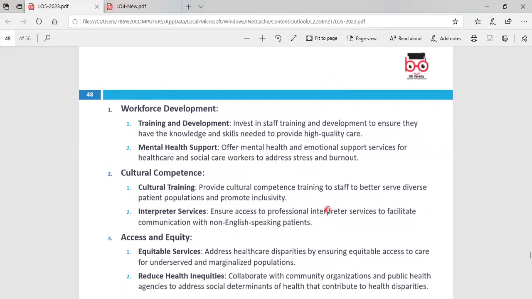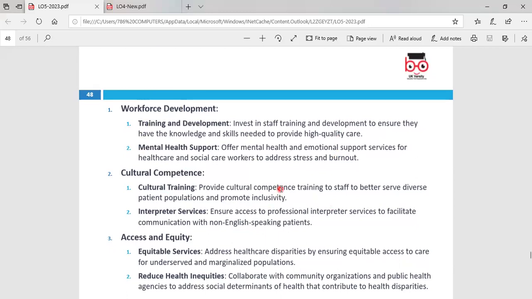Workforce development, very important. Training your staff is very important. Mental health support to staff, or obviously social care workers. They're going to go through stress and burnout. How are you going to have that mental health support in place for them? This should be an integral part of your work culture.